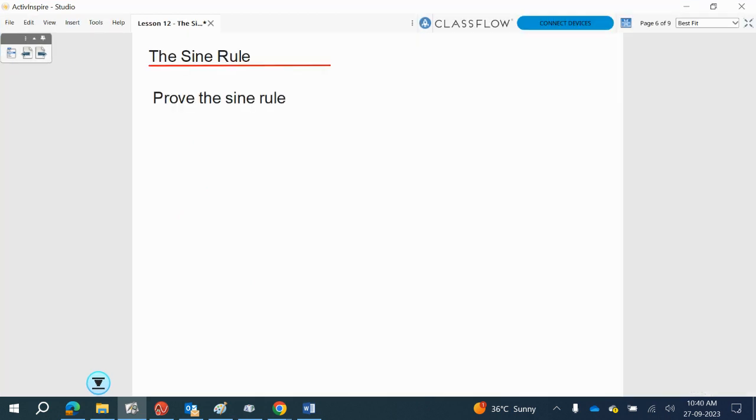We need to prove the sine rule. So the proof of the sine rule is quite easy.